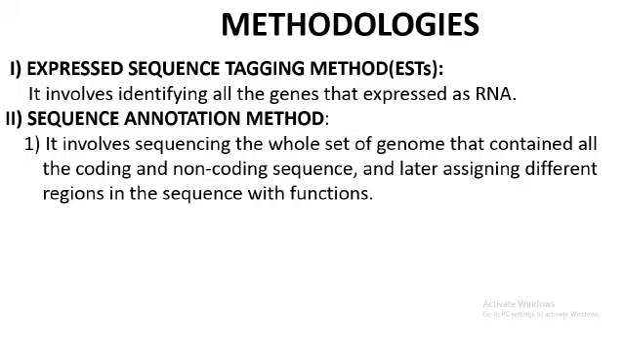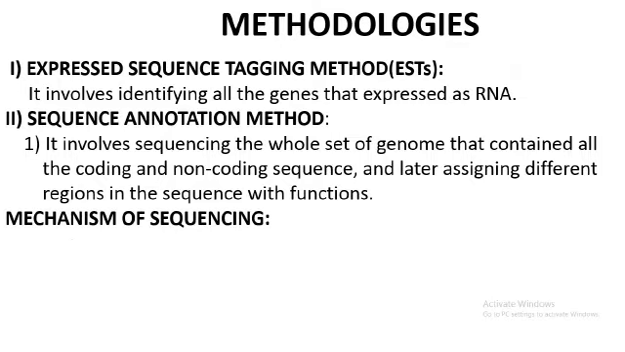The second thing is, after identifying these sequences and coming to know which are the coding regions and which are the non-coding regions, we separate them, and later study what the function of the coding regions is, and how they are arranged to carry out a specific function. This is what we call the sequence annotation method. Whether it is the first method, the expressed sequence tagging method, identifying only the genes known to be expressed as RNA, or the second method, the sequence annotation method, the procedure is the same.